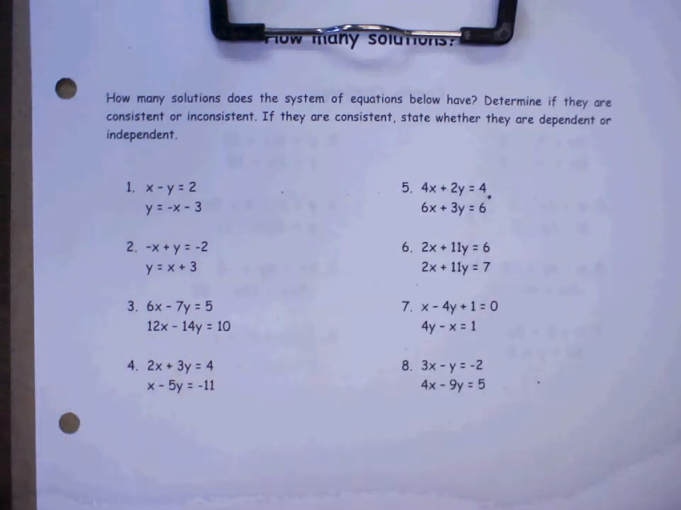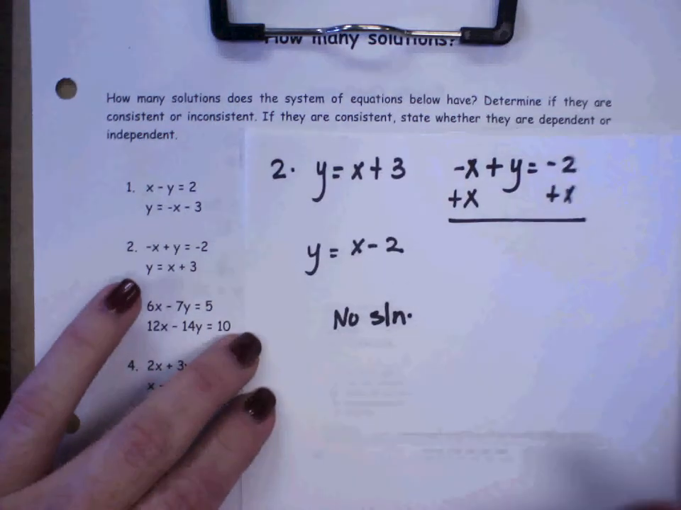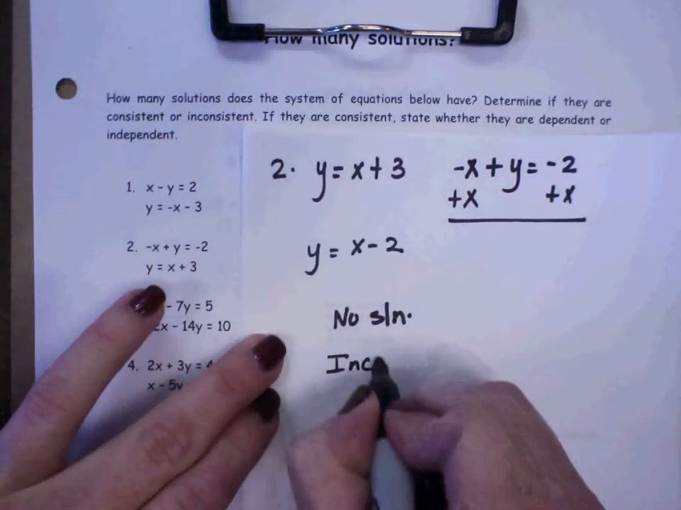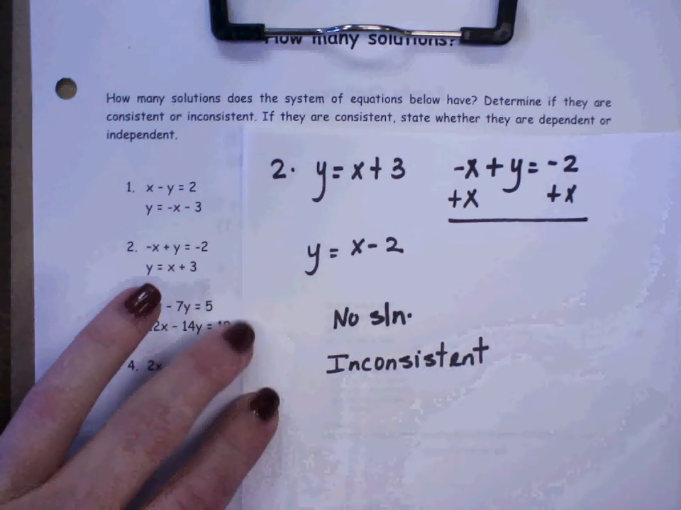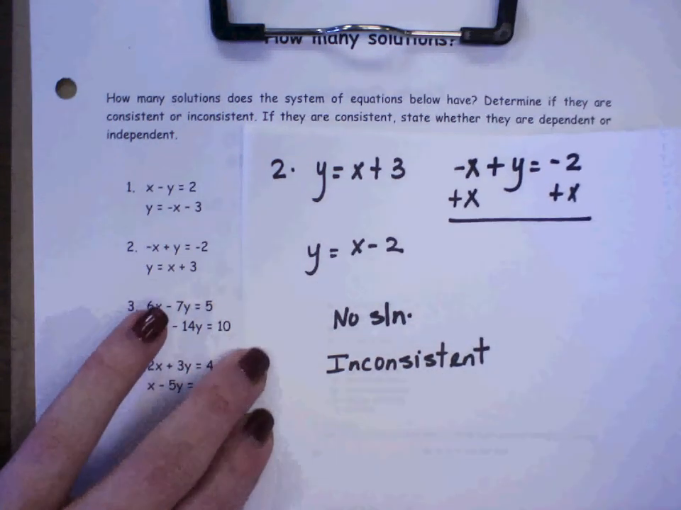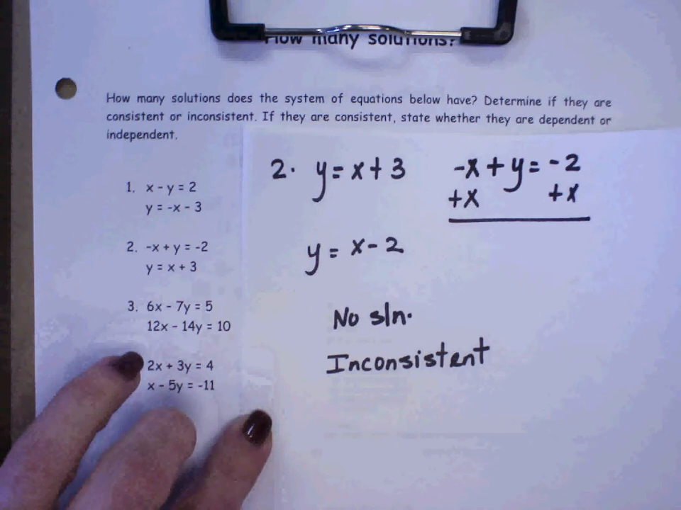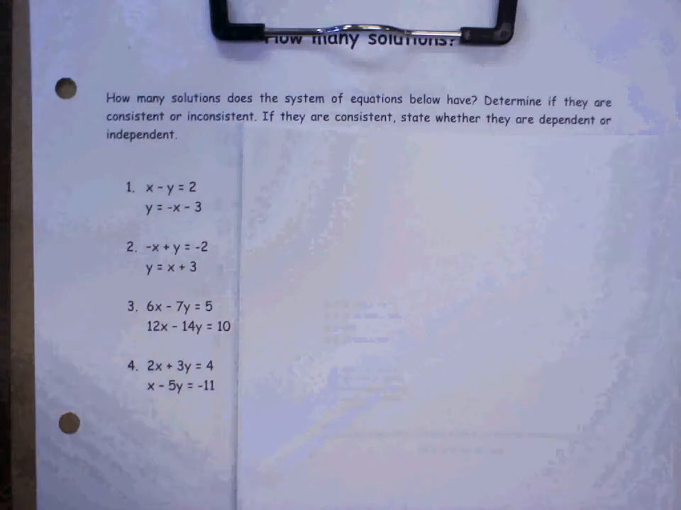and inconsistent. We're going to start abbreviating in a minute because you know Miss Marine doesn't like to write that much. All right, so let's go to number 3.